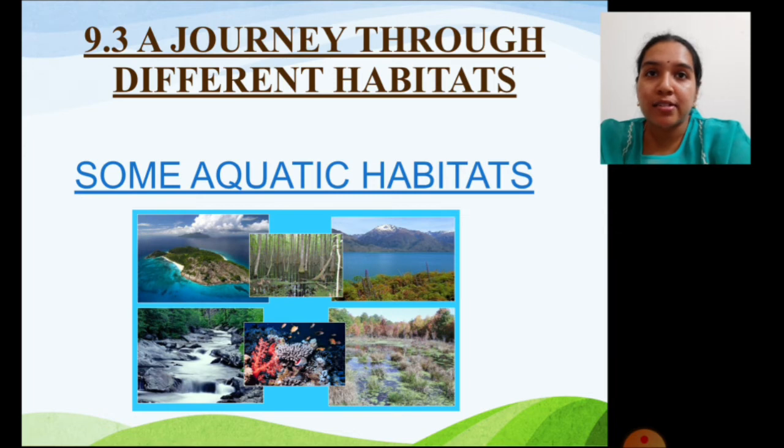So those were some of the terrestrial habitats we learned in this chapter. Now let us have a look at some aquatic habitats. What is an aquatic habitat? An aquatic habitat is a habitat with water. It includes areas that are permanently covered by water and surrounding areas that are occasionally covered by water.